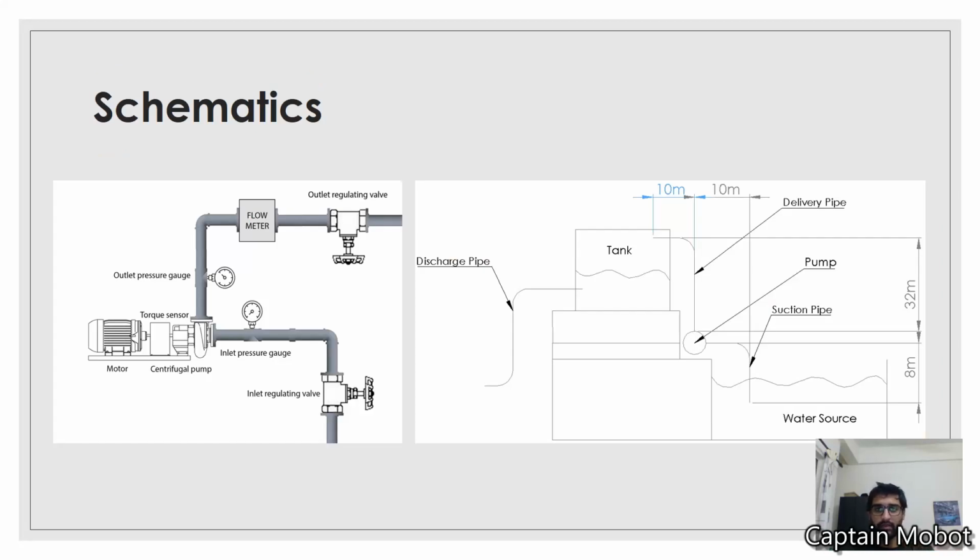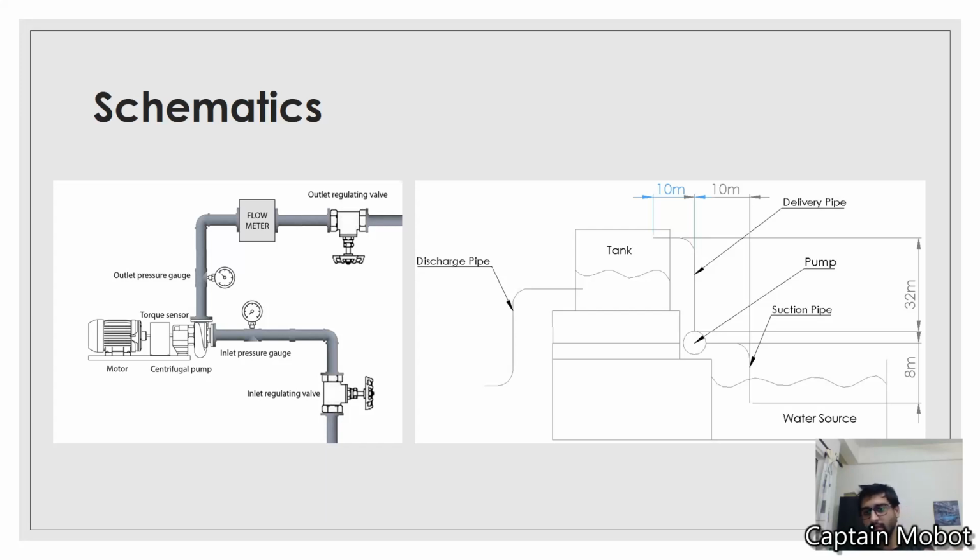And finally, you can look at our schematics, whereby water flows from the inlet valve and into the centrifugal pump. Here you can see the inlet pressure gauge, which shows you the inlet manifold pressure, and then the outlet pressure gauge, and through the flow meter, and then out through the outlet regulating valve.